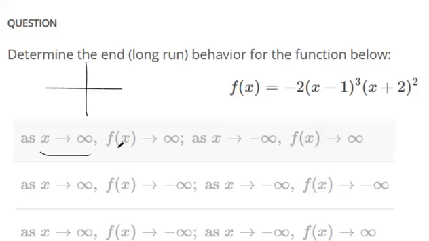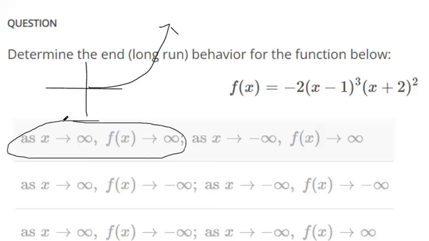As x approaches infinity, that means as we're considering bigger and bigger numbers for x, the y values are going to infinity. That would mean as we get further along on the x-axis, the y values are getting higher and higher. This is a translation of what this is saying. Does that represent what's going on here?